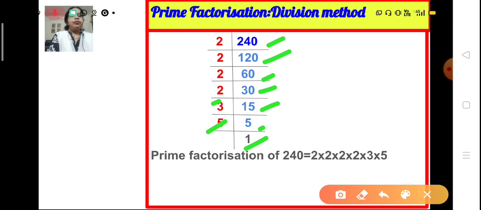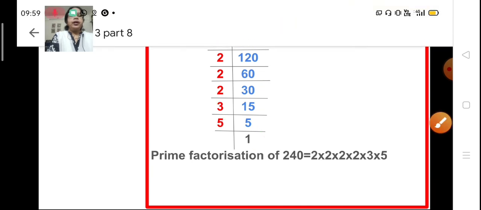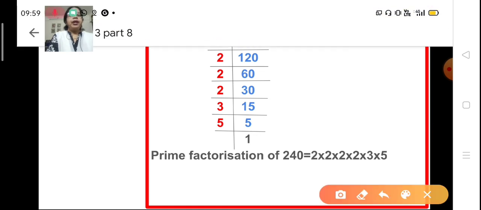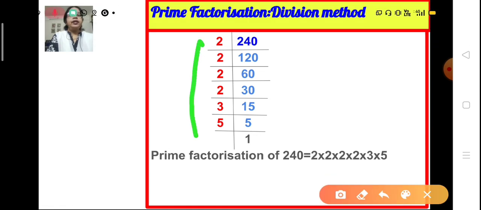So the prime factorization of 240 will be, we will multiply all these divisors to get 240. So it is 2 into 2 into 2 into 2 into 3 into 5. So this is prime factorization of a number by division method.